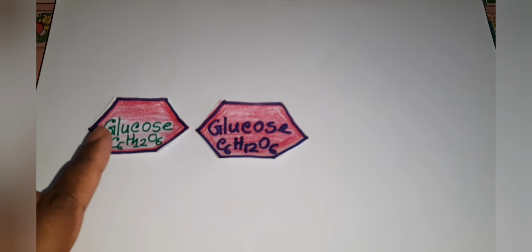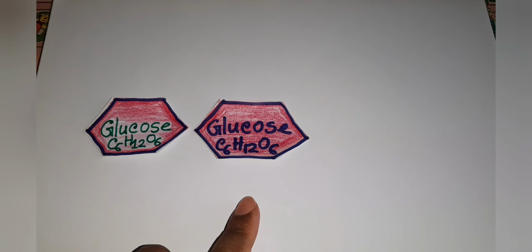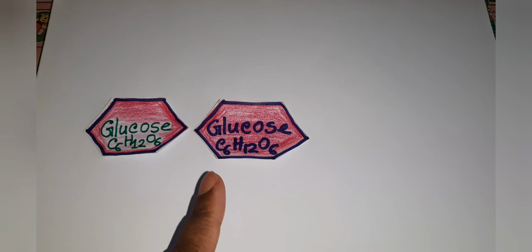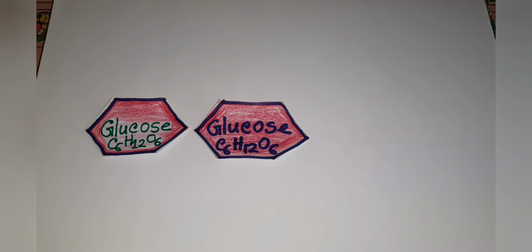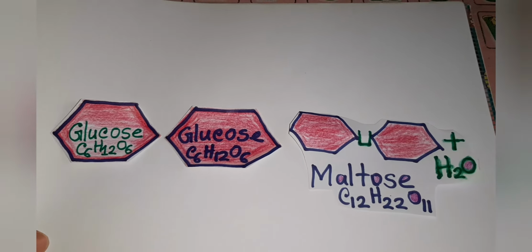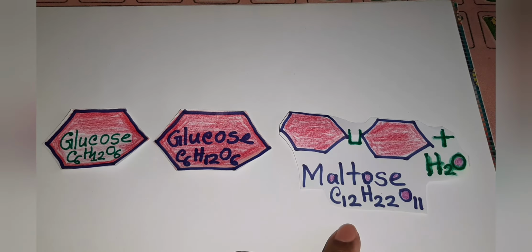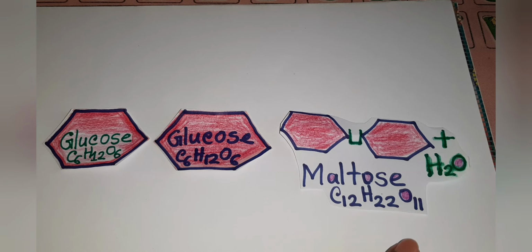So here, this is one glucose, that is a monosaccharide, and here is another monosaccharide. So two monosaccharides, that is a condensation reaction. Two simple molecules are joined together to form a larger molecule, that is maltose. All right, so this is maltose, C12H22O11, and here is water, H2O, that is produced. That is a condensation reaction.